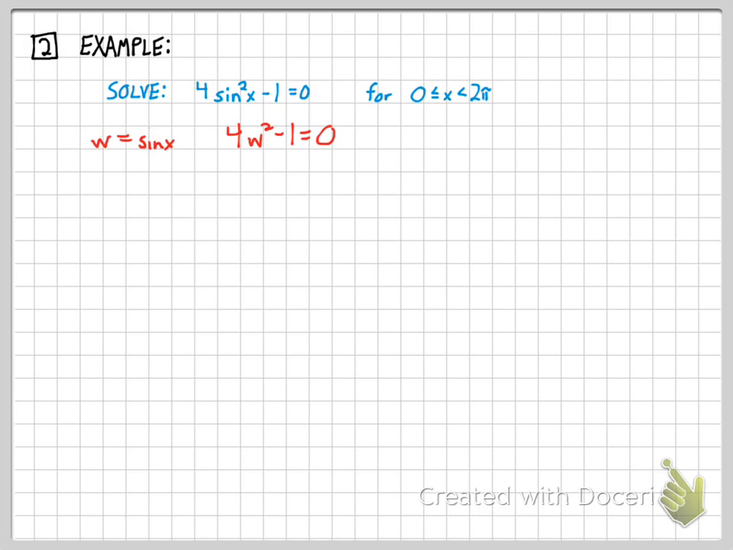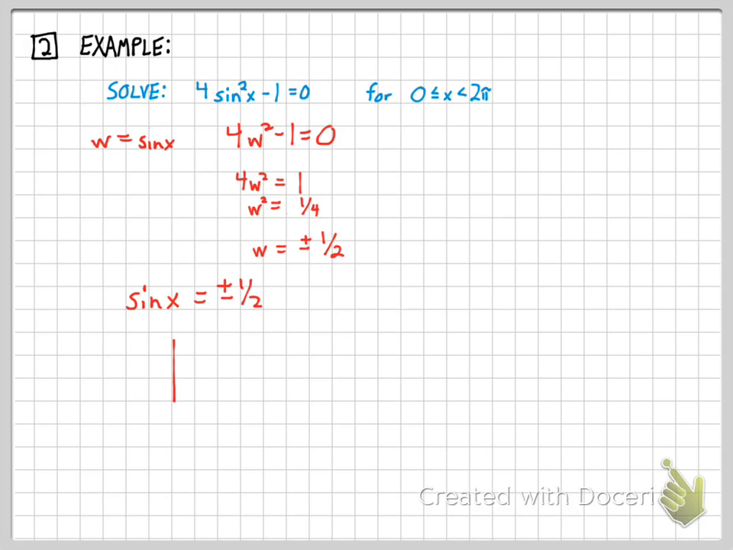You could factor here, but since there's only one w, we can actually just jump in and move the 1 to the other side, divide both sides by 4, and take the square root of both sides. Be very careful about your plus or minus. And then the square root of 1/4 turns out to be 1/2. And I'm done solving for w, but I have to remember that I still need to solve for x. So it's really the sine of x is plus or minus a half.